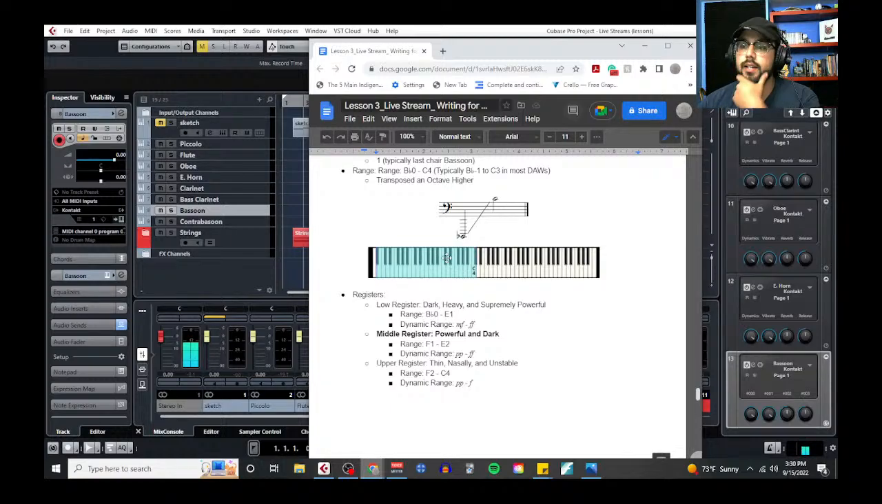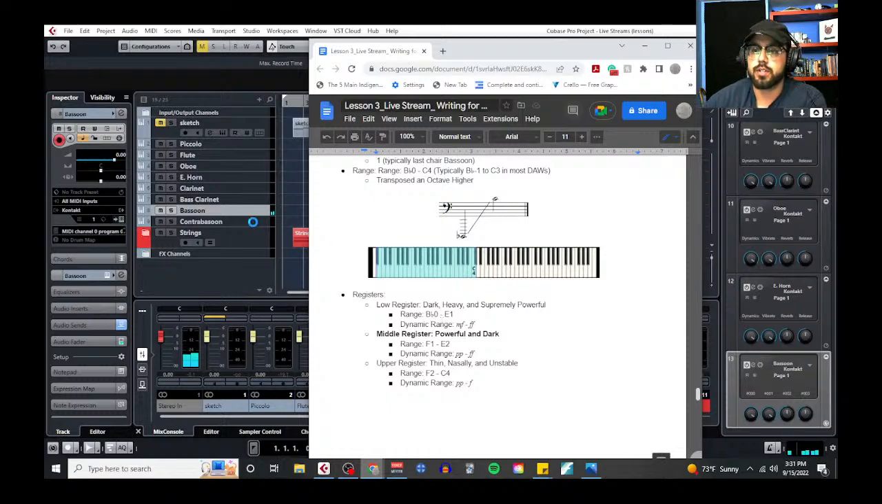What you have is it goes almost all the way down to the complete bottom of the keyboard. The lowest note on the piano is A0, and that's literally the only note that the contrabassoon can't play. Below middle C, the majority of its register is going to be from F1 to E2, which is basically the E below low C. Let me find low C. I've got a small MIDI keyboard with me. So that's middle C.